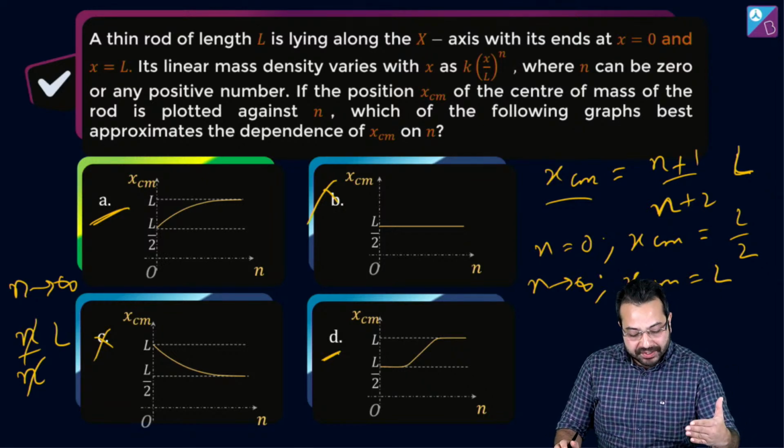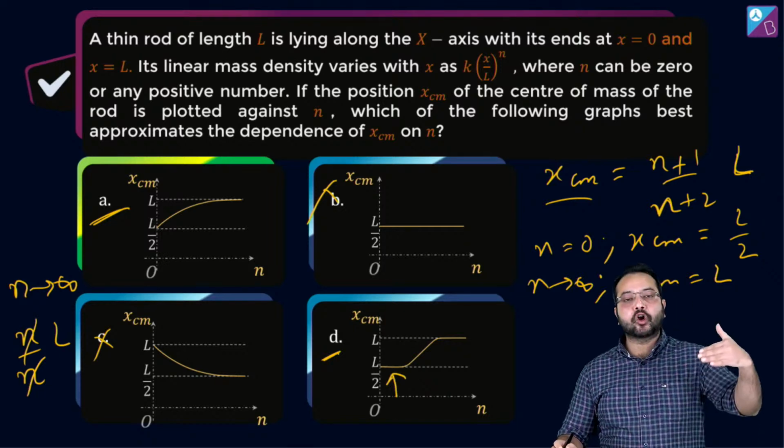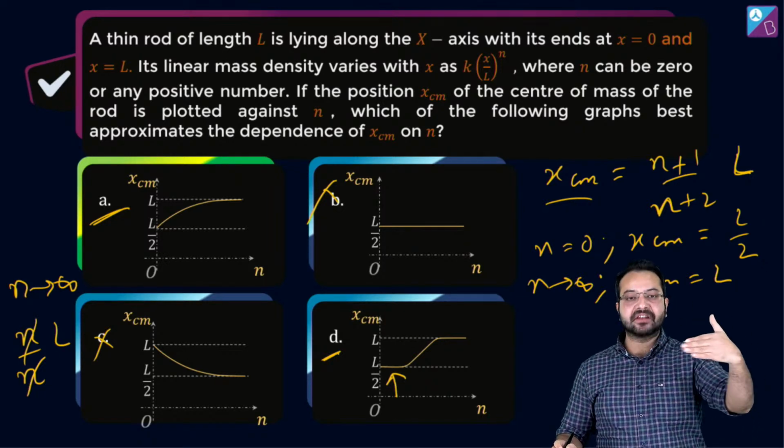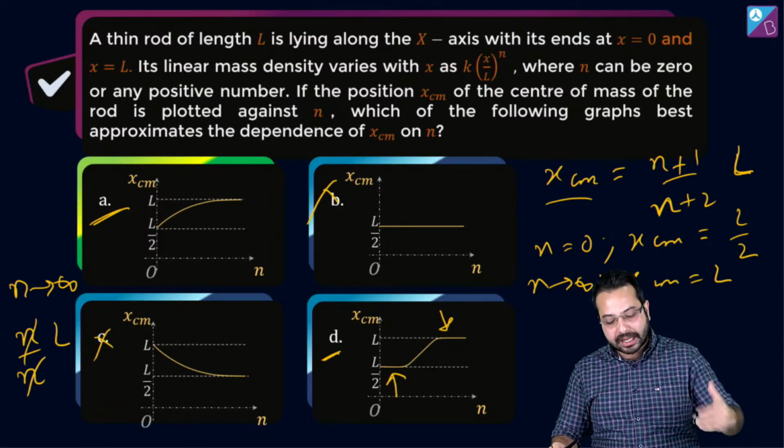Okay, so in this situation, what do we see? There's a constant region in the graph. Do you think that can happen?